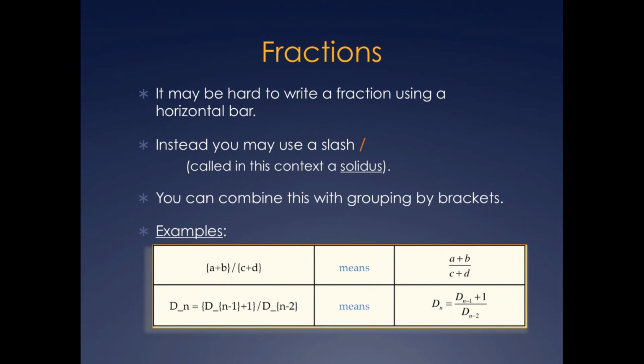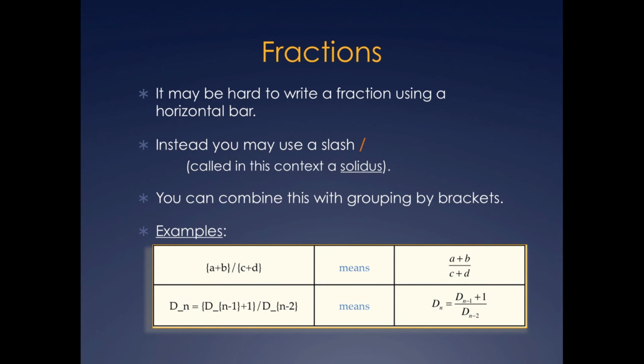So for example, if you want the fraction a plus b divided by c plus d, that is to say, if you want a plus b in the numerator and c plus d in the denominator, give yourself the fraction line, that is to say, the slash, and then pair of curly brackets on either side of it. The a plus b in the curly brackets on the left shows you what the numerator is, and the c plus d inside the curly brackets on the right show you what the denominator is.